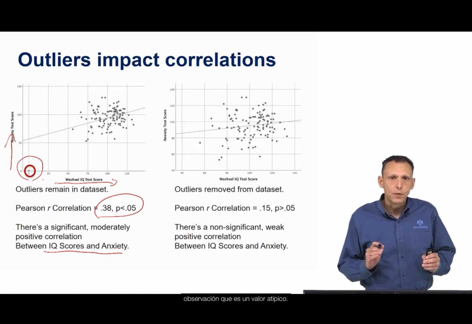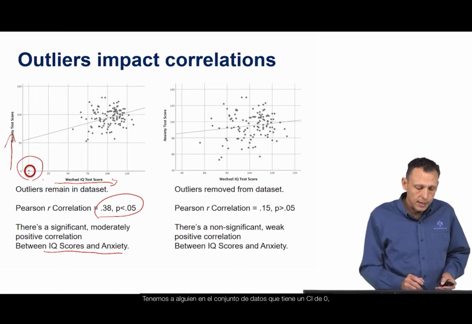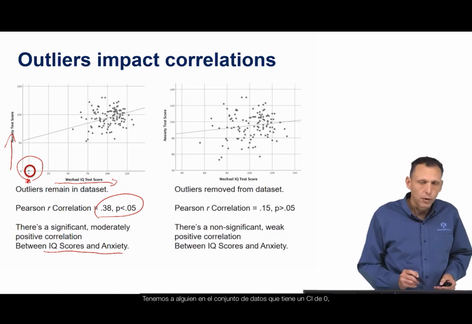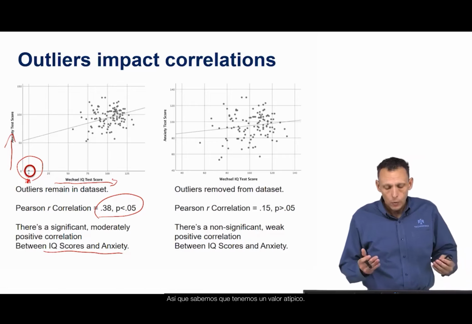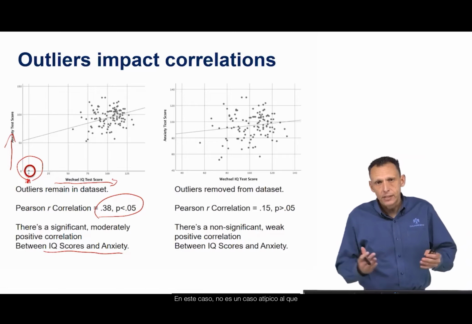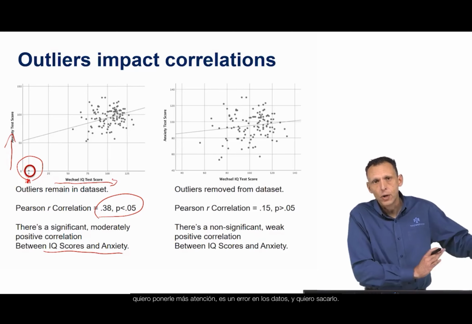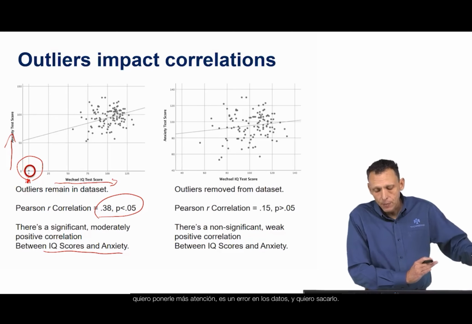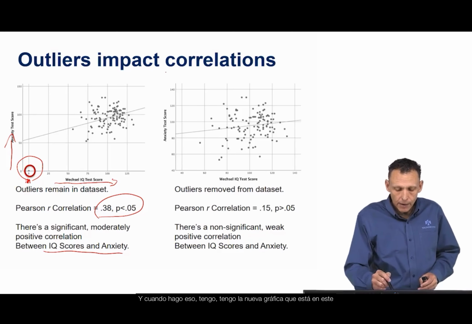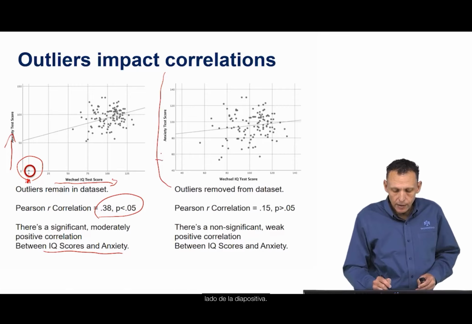We have an observation that's an outlier. We have somebody in the data set that has a 0 IQ score, which is not possible. So we know we have an outlier. In this case, it's not an outlier I want to pay more attention to. It's an error in the data, and I want to take it out. And when I do that, I have the new plot that's on this side of the slide.